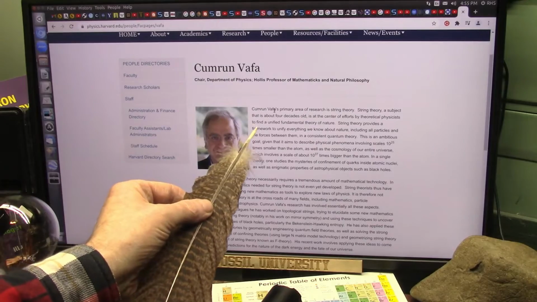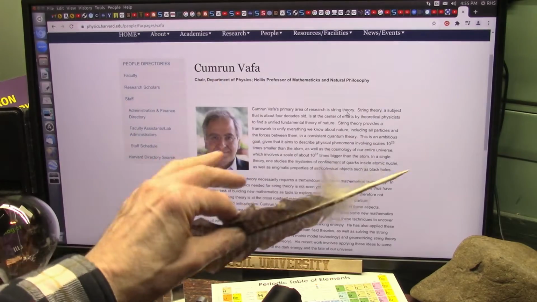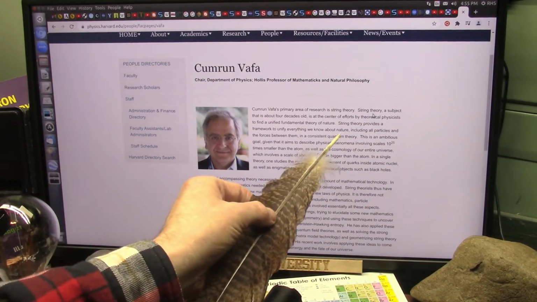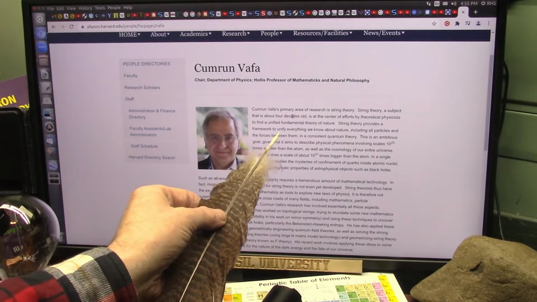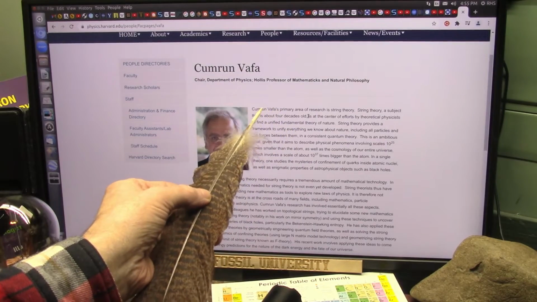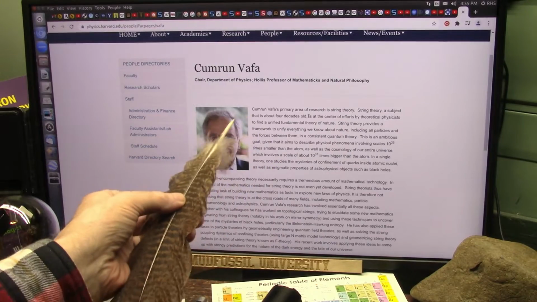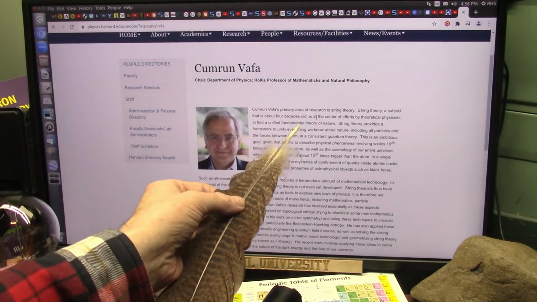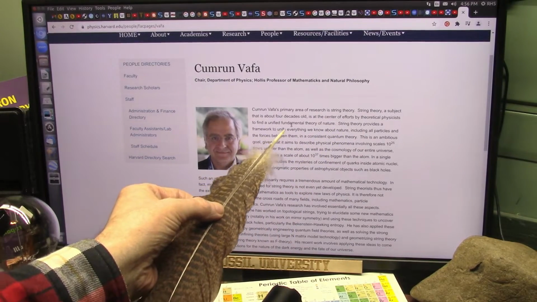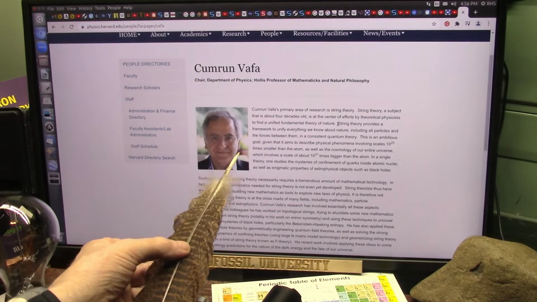This is Cumrun Vafa. Primary area of research is in string theory, which is in these depths of the atomic structure. String theory, a subject that is about 4 decades old. That's not true. Electron flood theory, dipole flood theory, I had in 1970. So that's 50 years old. So I win. Is at the center of efforts by theoretical physics to find a unified fundamental theory of nature. I have found it. It's dipole electron flood theory.